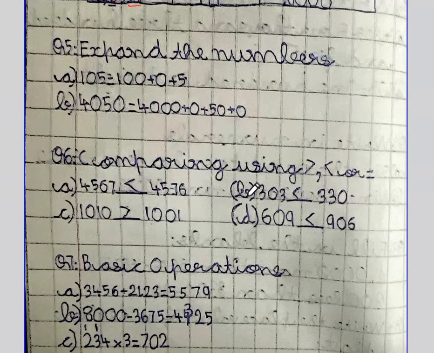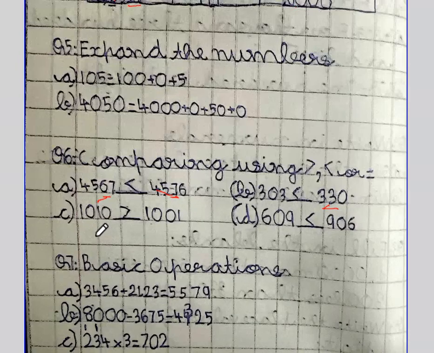Next question is comparison using the greater than, lesser than or equal to symbols. So 4567 and 4576 are the numbers to be compared. Here the first two digits are same. So move to the third digit, which is 6 here and 7 in the next one. So 6 is lesser than 7. So lesser than symbol will come. For the B question, it is 303 and 330. First number is equal. So moving to the second digit, it is 0 here. Here it is 3. So 0 is lesser than 3. So lesser than symbol will come.